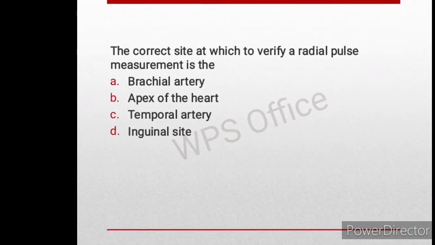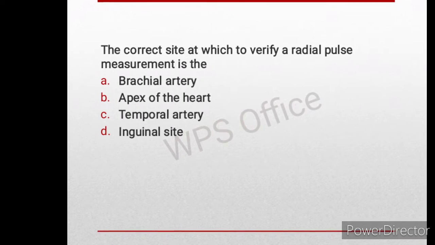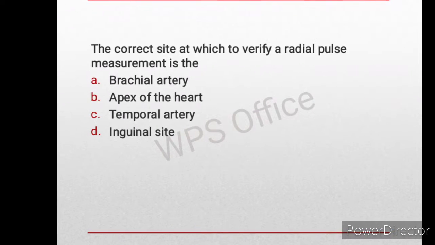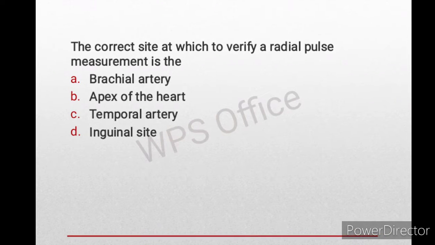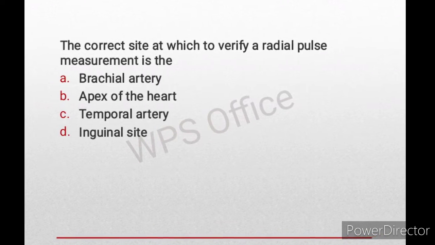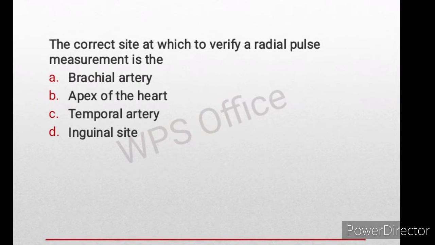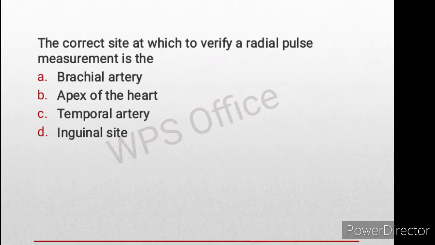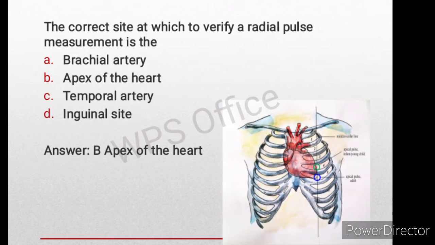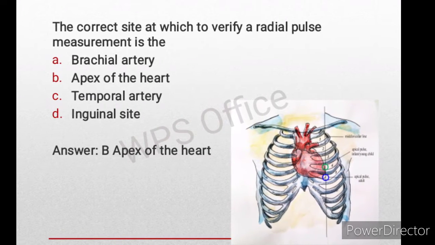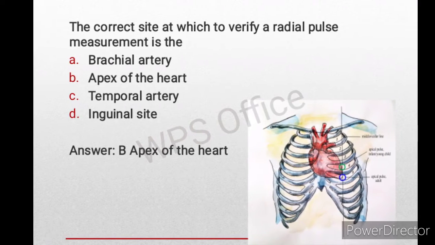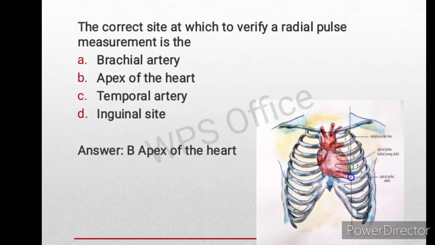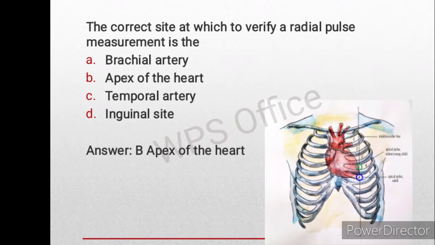Next question is, the correct site at which to verify a radial pulse measurement is option A, brachial artery. Option B, apex of the heart. Option C, temporal artery. And option D, inguinal site. Here the answer is option B, that is the apex of the heart. The best site for verifying a pulse rate is the apex of the heart, where the heartbeat is measured directly.